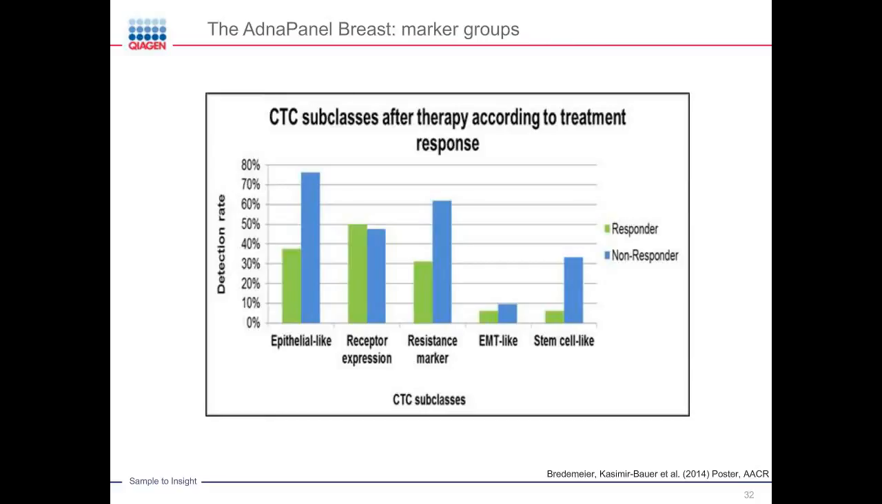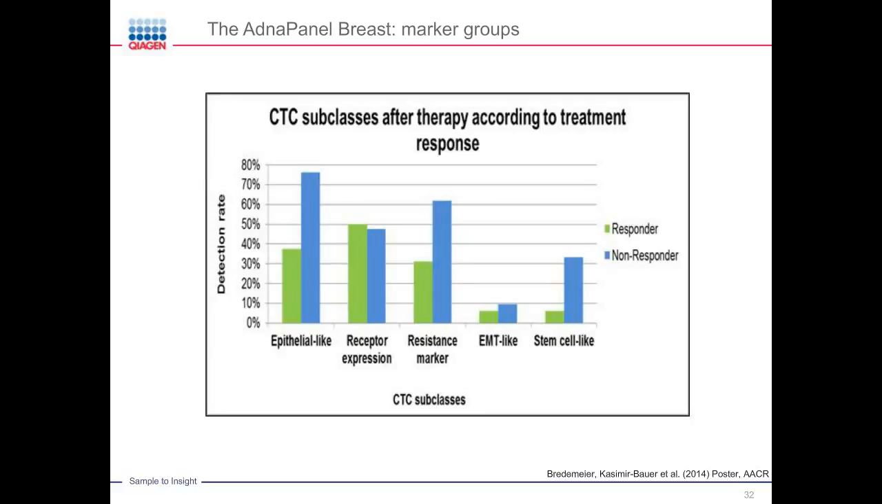The more important question for us was, was there a correlation with therapy response or not? And here the picture was a little different. We grouped the genes we had there into epithelial-related genes, receptor expression genes, resistance markers, EMT-likes, and stem cell-likes. And indeed, the epithelial-like also plays a role, as it looks, in the group of the non-responders, as you can see here.